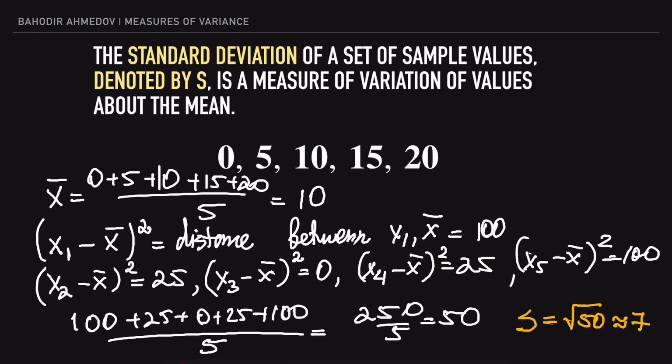So the idea is again like this. If you've got the points, what we do is we find the mean of all of these points, then we find the distances between the points.